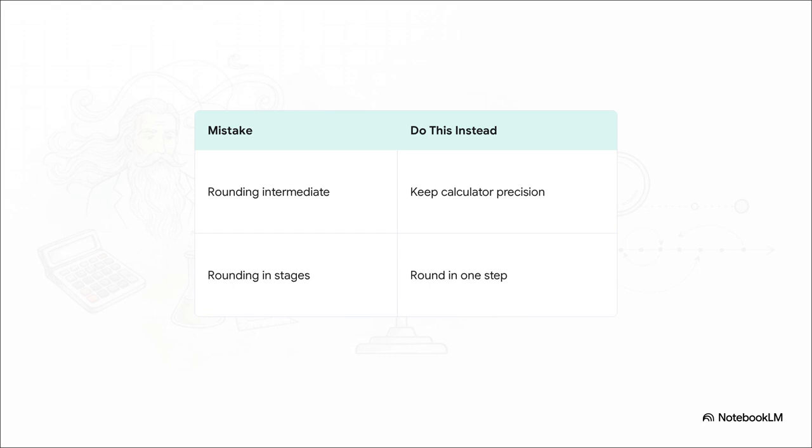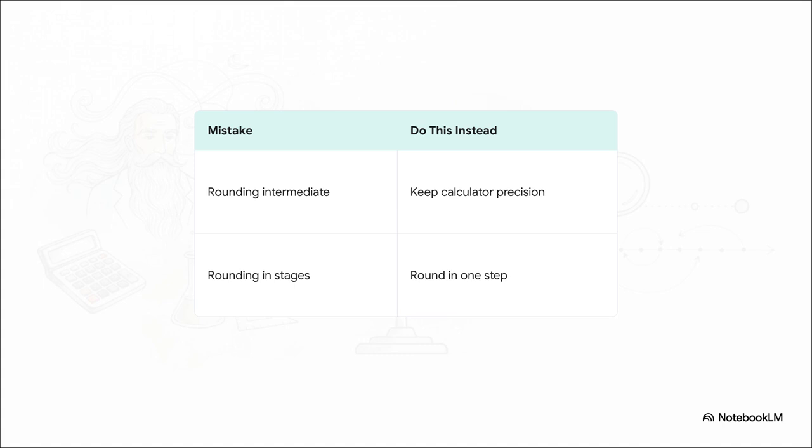Let's talk about the 2 most devastating rounding errors that steal points every single year. The first massive mistake is rounding your intermediate steps in a long calculation just to make your working look neat. If you round halfway through, you lose accuracy, and your final multi-mark answer will be completely wrong. So do this instead. Keep the exact precision in your calculator until the very final line of working.